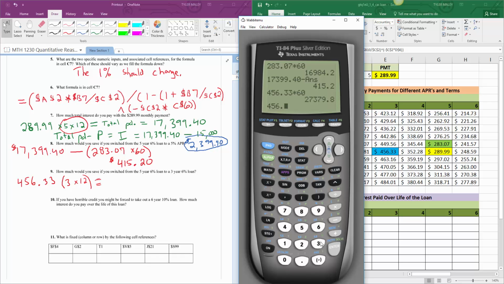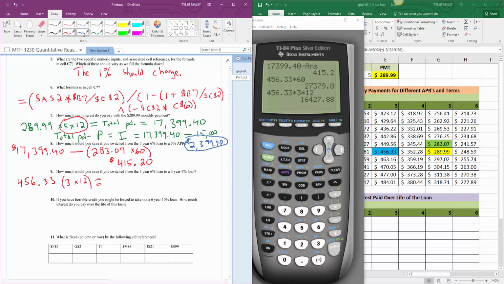456.33 times 3 and then times 12, we get $16,427.88. So this number seems a lot more reasonable. And remember our previous value, how much we paid total, was this, from the yellow box from the chart, the $289.99 payment. So if I'm paying over fewer years, it means I'm paying less interest, then I should be paying less back total. Since our number from our calculation is less than this, then we're in good shape.